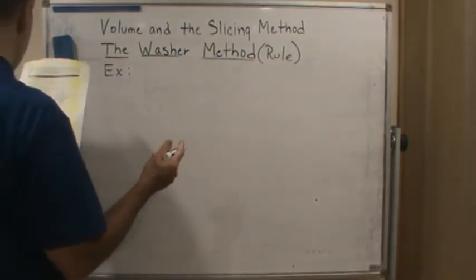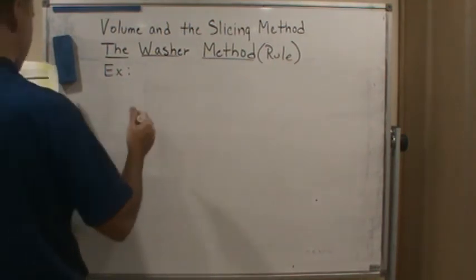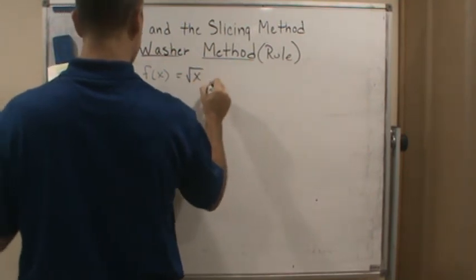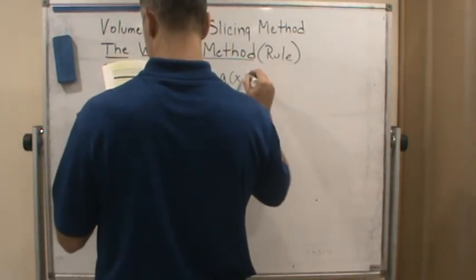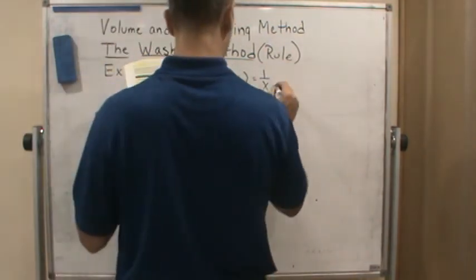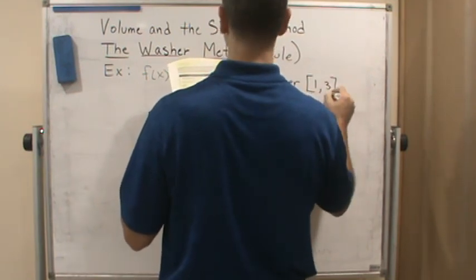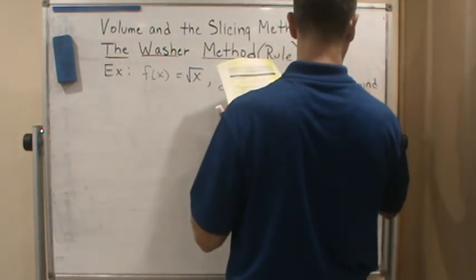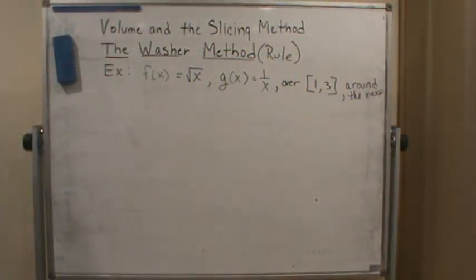Find the volume of a solid of revolution formed by revolving the region bounded by the graphs of f of x equal to the square root of x, g of x equal to 1 over x, over the interval from 1 to 3, and we're going to go around the x-axis. Okay, so that's the one I wanted you guys to try on your own.